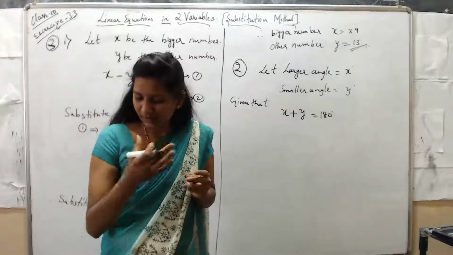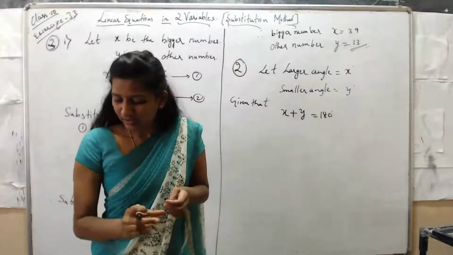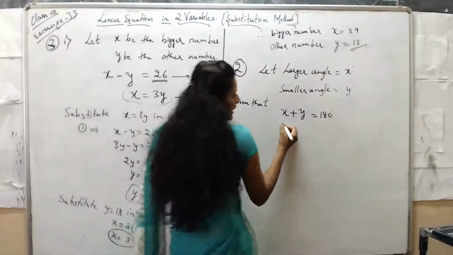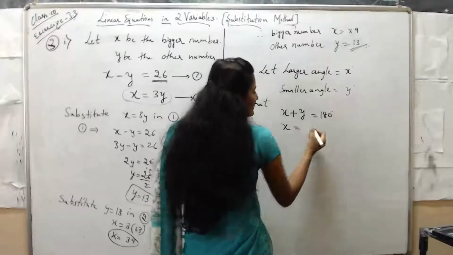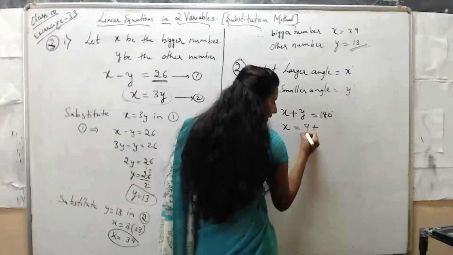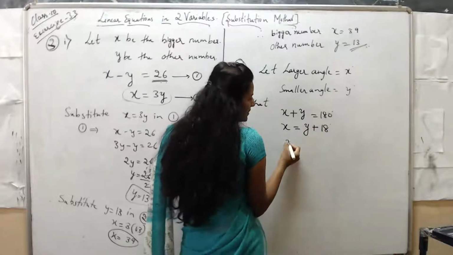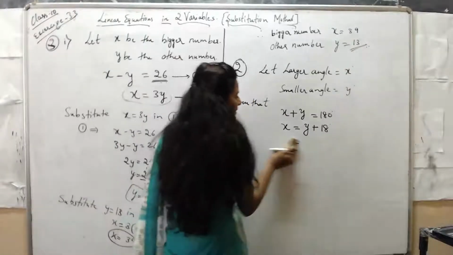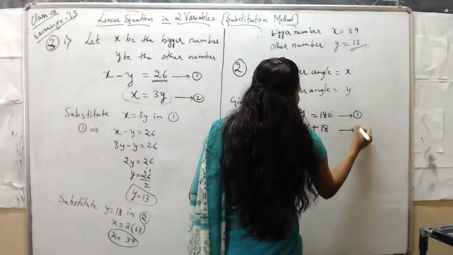In that statement, remove that two supplementary angles. The larger angle exceeds the smaller angle by 18 degrees. The larger angle exceeds means increases the smaller angle by how many degrees? 18 degrees. This can also be written as, no need to write again. Take this equation as 1, this equation as 2.